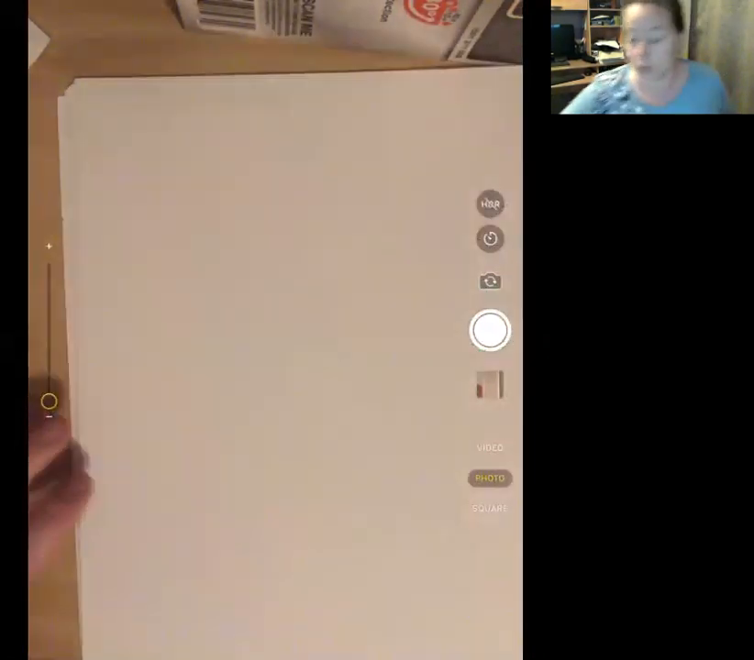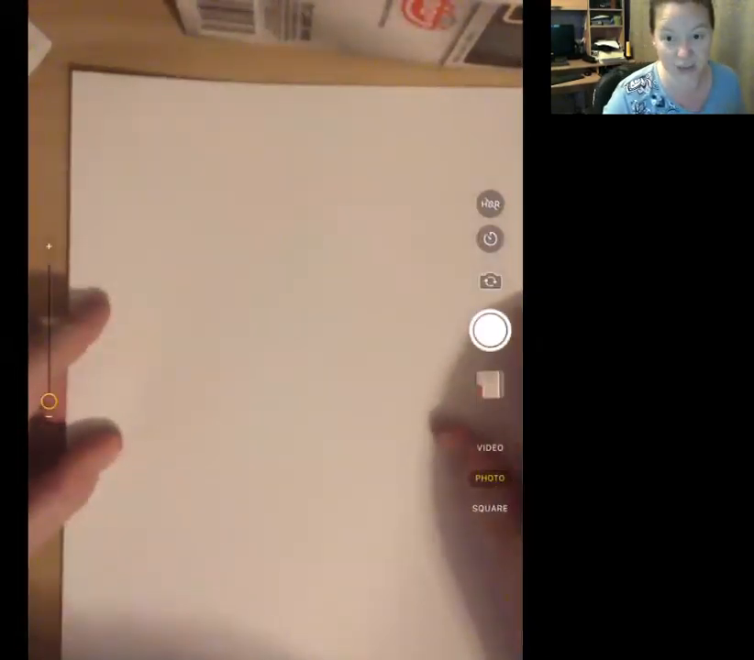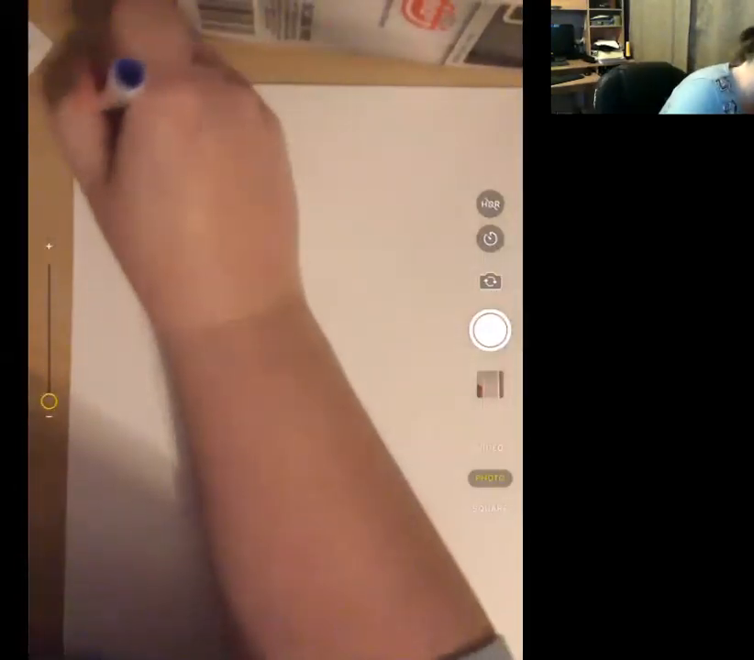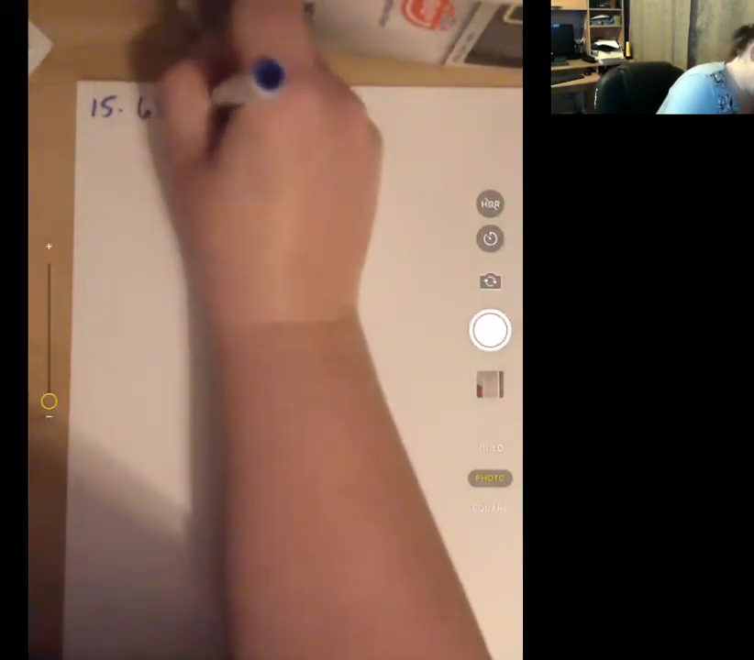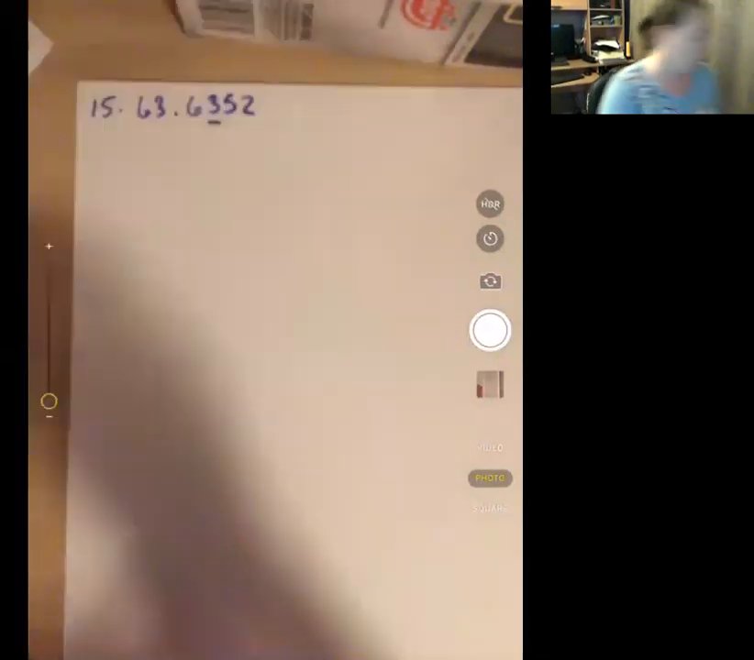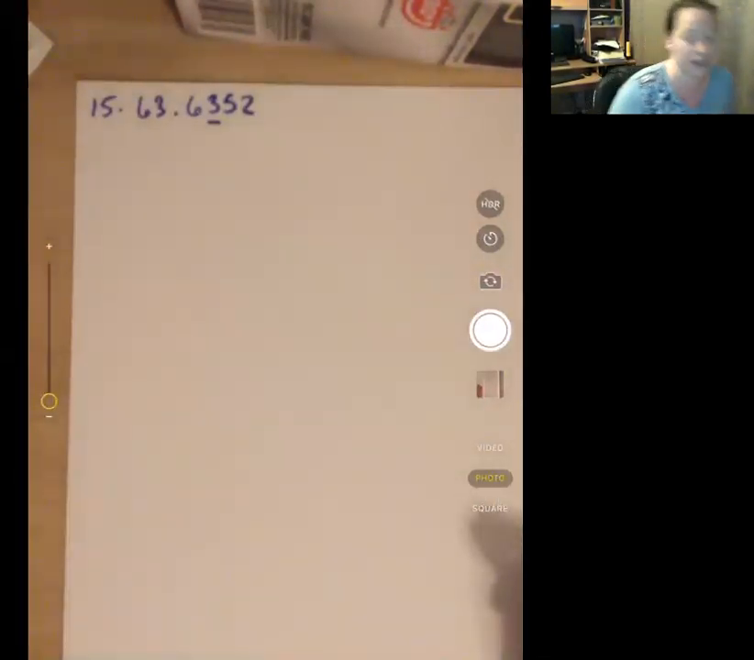I am going to move on to the next page, or rather, I ran out of room, so I need to go on to the next one. We did up to 14, so number 15. 63 and 6,352 10,000ths. We are rounding it to the hundredths place.